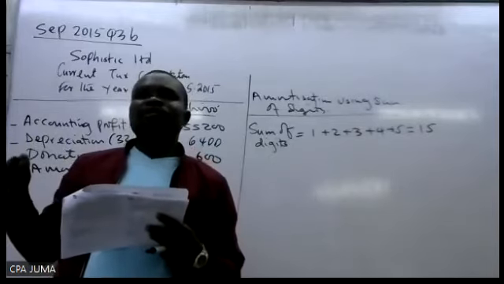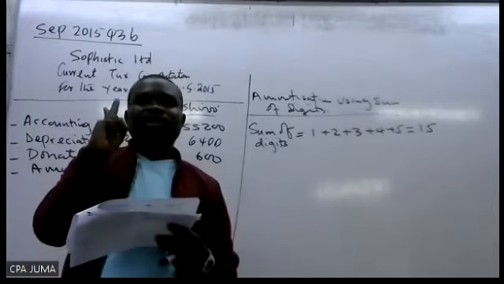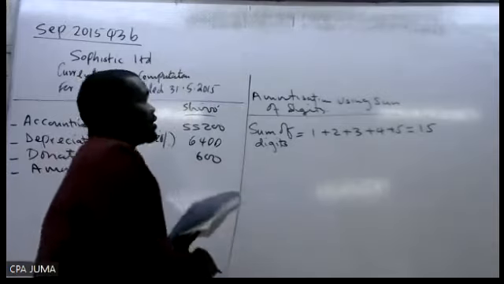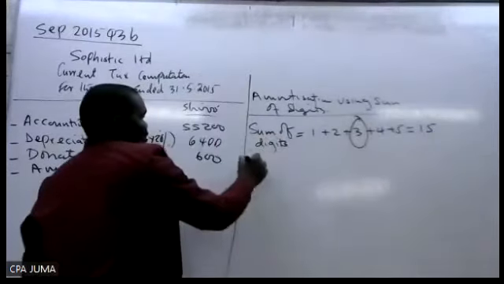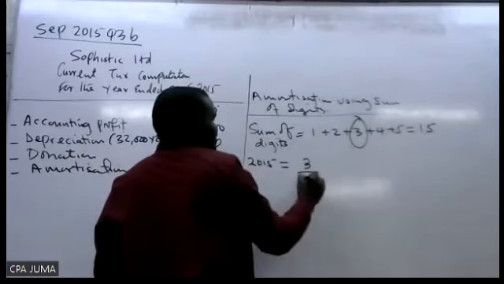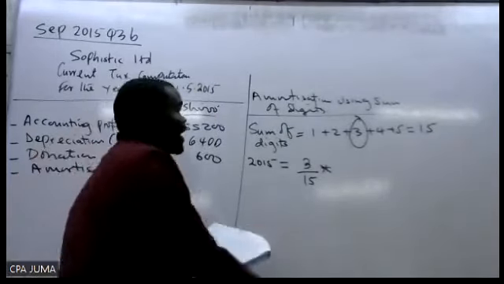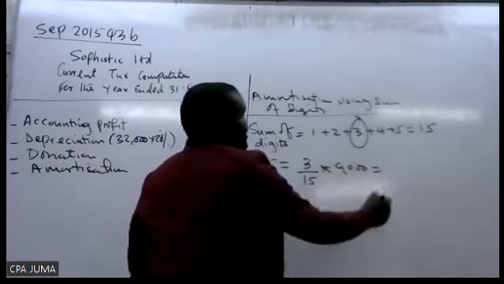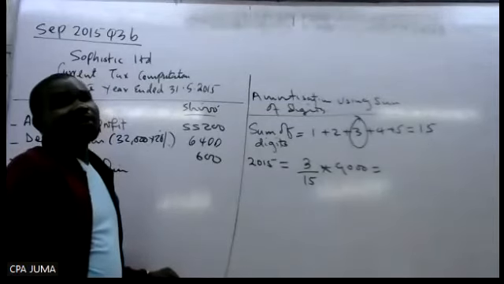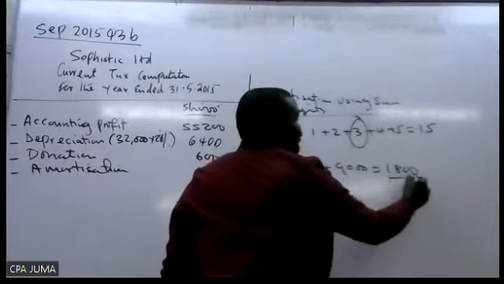So first, June 2012 to May 2013, that is year 1. 2013 to 2014 is year 2. We are in year 3. So for this year, for 2015, it will be 3 over 15 times the cost of the asset. The cost of the asset was 9. So amortization is that one there. How much is that? 18.